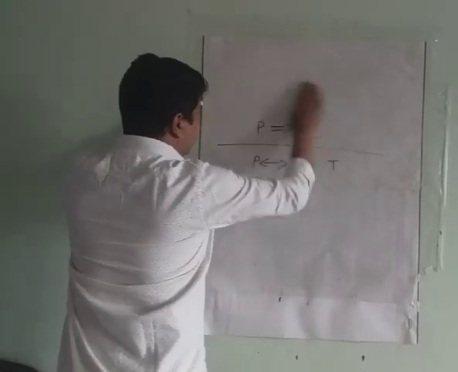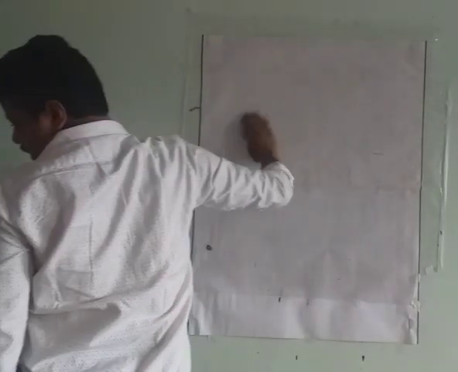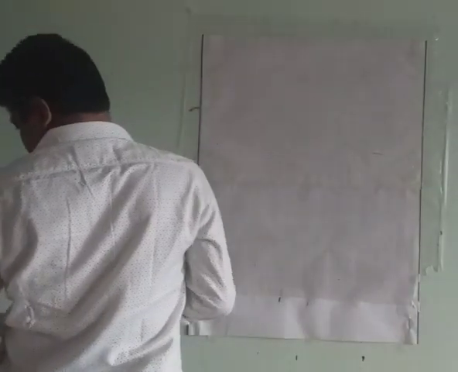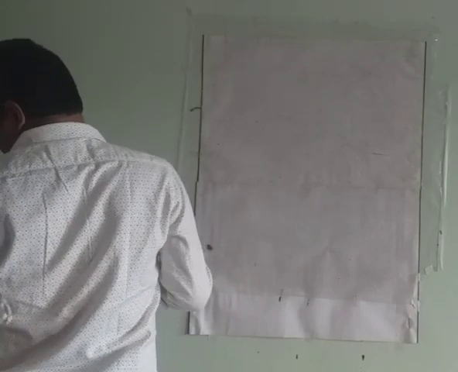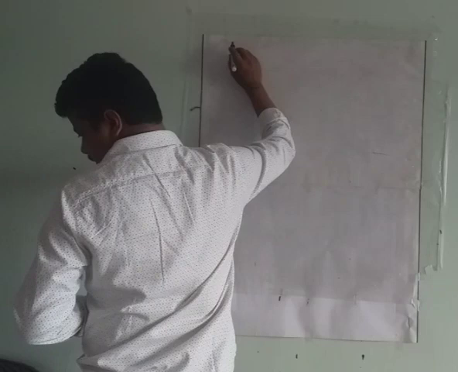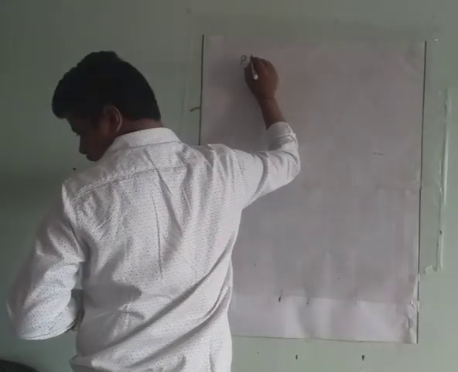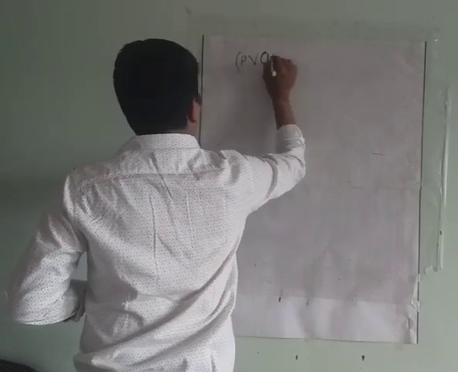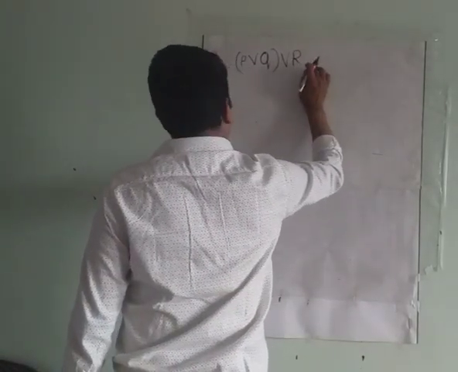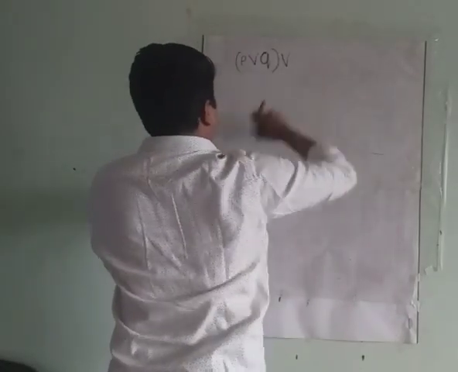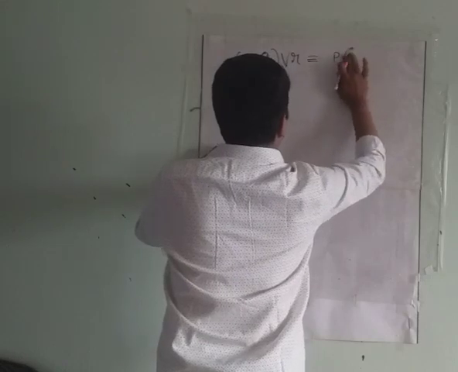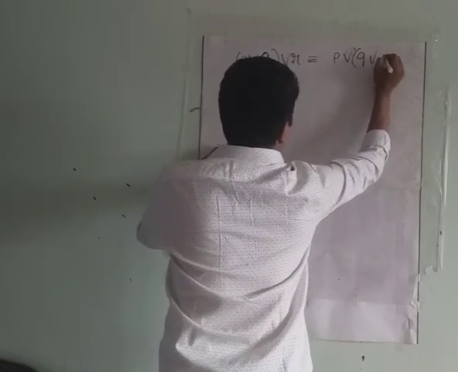We will try to prove some of the properties which are given in your book on page number 42. Idempotent property, try it by yourself. I'll start with associativity. One I will do, the rest will be done by you as homework. For associativity, the first one which they have given is P disjunction Q, disjunction R, is equivalent to P disjunction Q disjunction R.